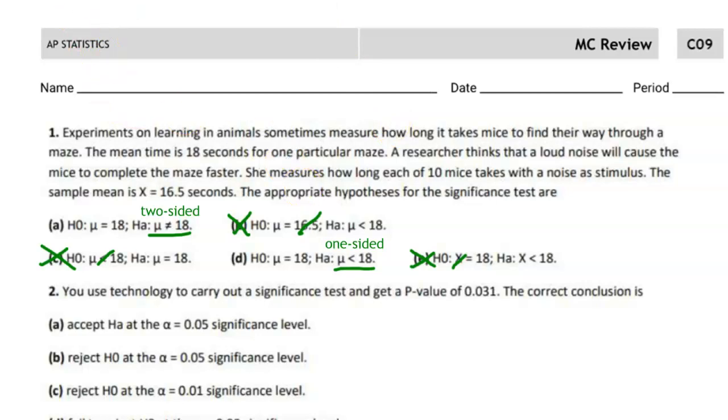So let's take a look at the problem, specifically at this part where it says the researcher thinks that a loud noise will cause the mice to complete the maze faster. She came up with this idea, this hypothesis, before she actually ran the experiment. So her guess is that the mice are going to run the maze faster. It's not that before the experiment happened, she wasn't sure whether it was going to be faster or slower. She made the hypothesis, we think it's going to be faster. So mu is less than 18. That means the time is going to be less than 18. In other words, it's going to be faster. It's not going to be, well, I don't know whether it's going to be faster or slower. That would be a two-sided test. Correct answer is D, one-sided test.